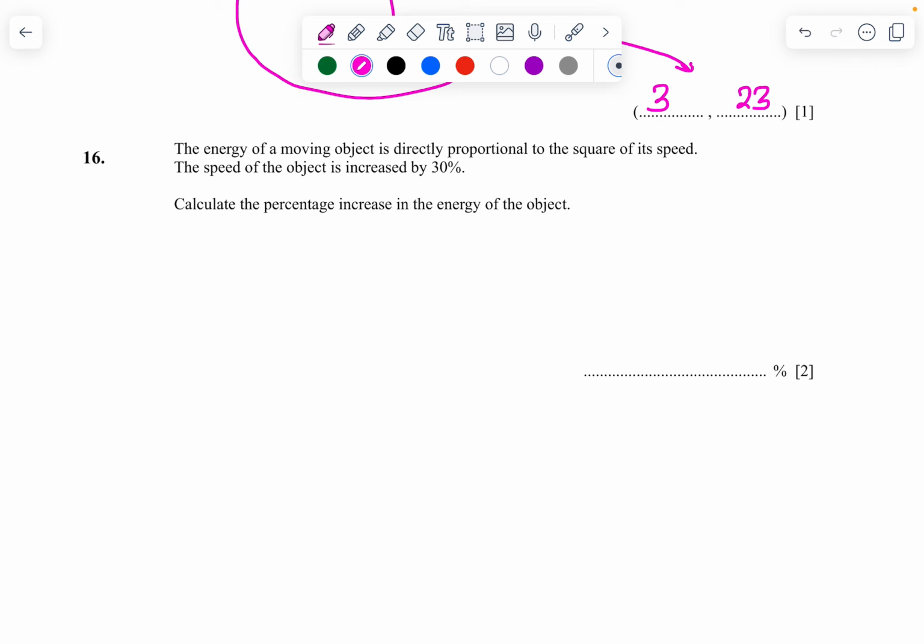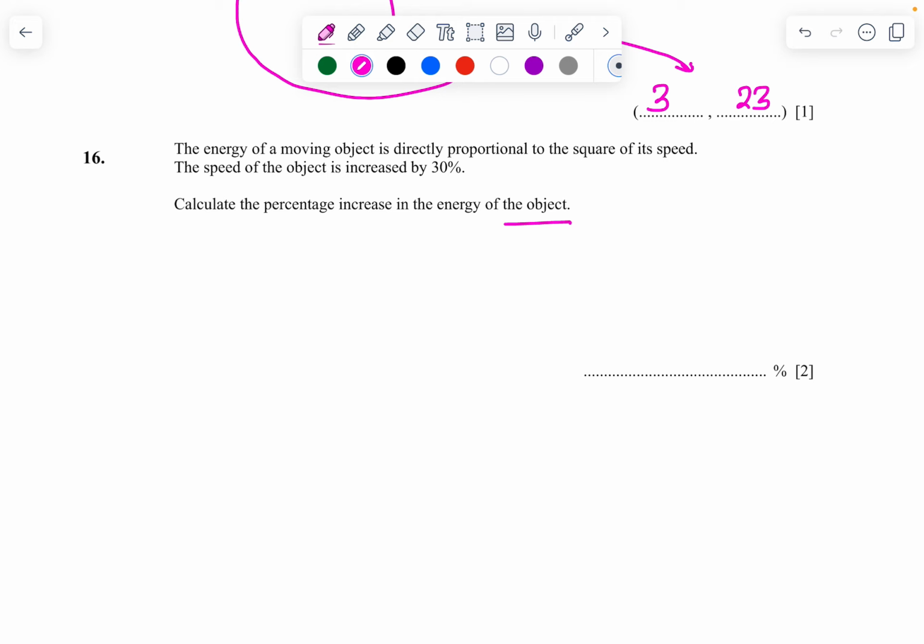What does question number 16 say? It says the energy of a moving object is directly proportional to the square of its speed. Find the percentage increase. He's asking us to find the percentage increase. Calculate the percentage increase of the object. So he is asking us to find the percentage increase of the object.